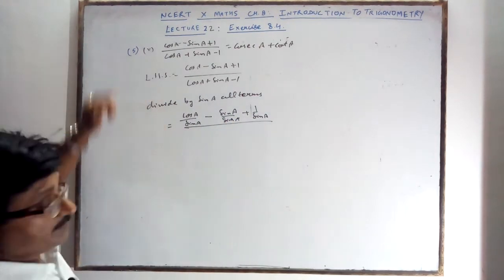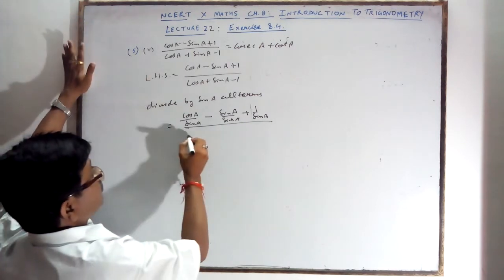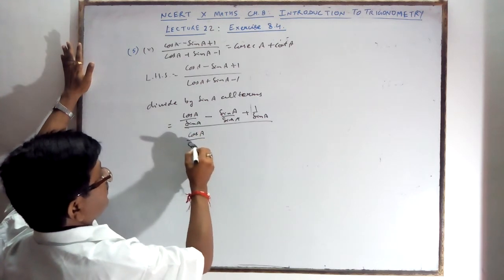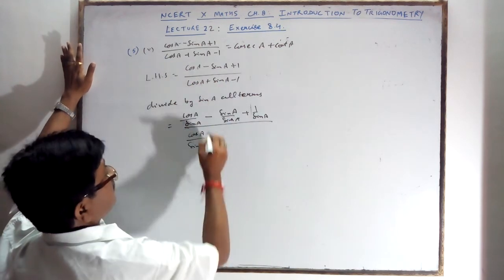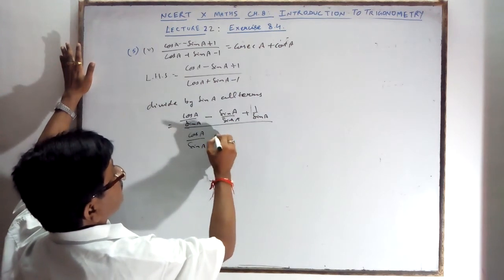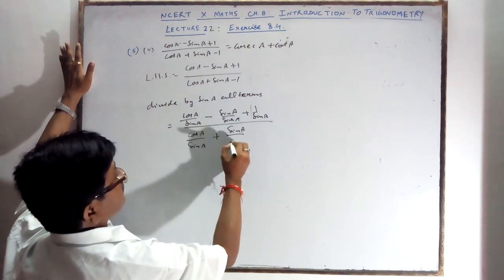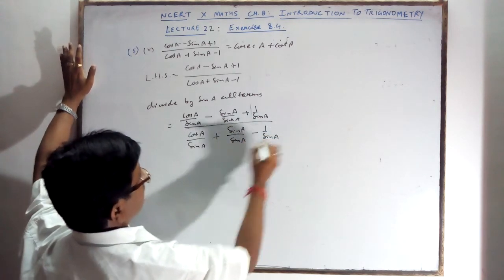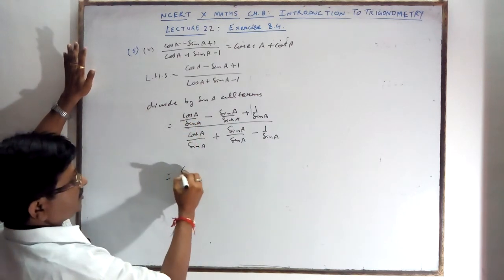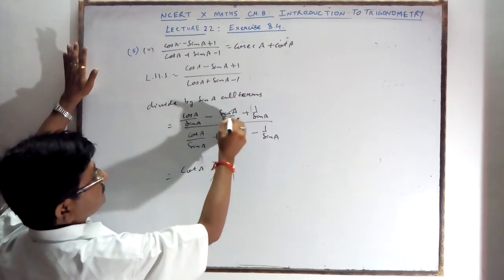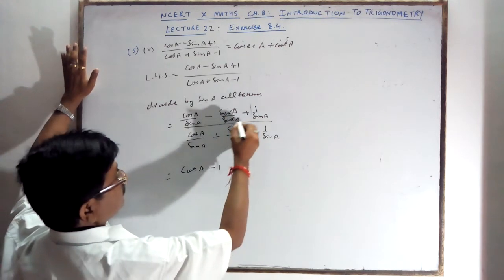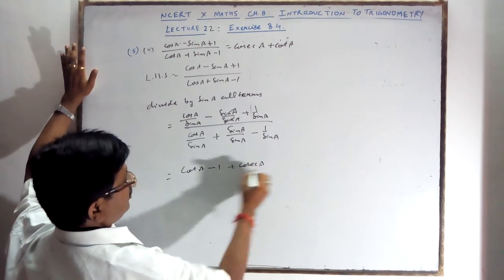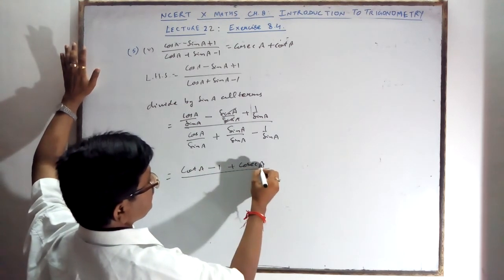You have seen in the previous example I told you the same thing. There I was dividing by cos, here I am dividing by sin. So there are 3 terms, so you will see this very carefully. Sin A upon sin A minus 1 upon sin A. Now cos upon sin will be cot A, sin and sin cancel, you will get 1, and 1 upon sin will be cosec.